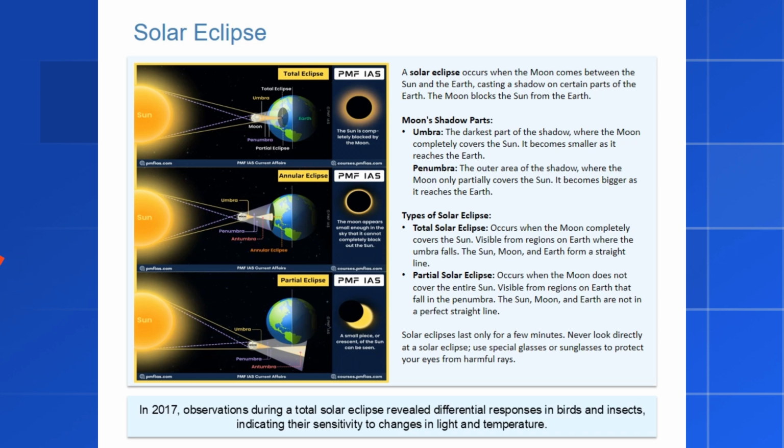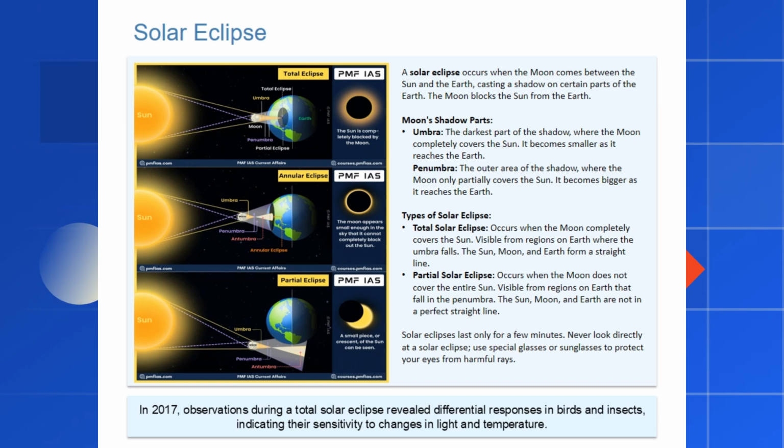Let's begin with the awe-inspiring phenomenon of a solar eclipse. A solar eclipse happens when the Moon positions itself directly between the Sun and the Earth. This alignment causes the Moon's shadow to fall upon specific areas of our planet, effectively blocking the Sun's light from reaching the Earth. The Moon's shadow is composed of two distinct parts, the Umbra and the Penumbra.